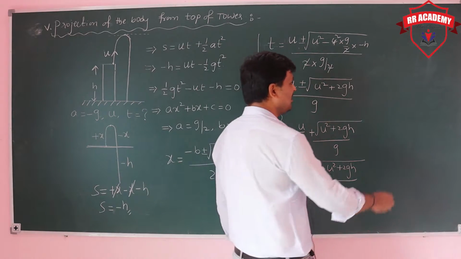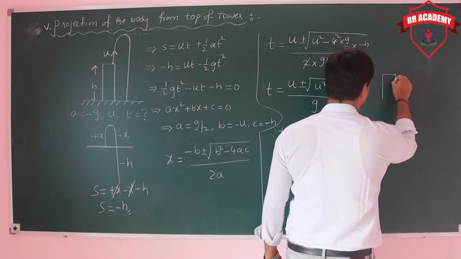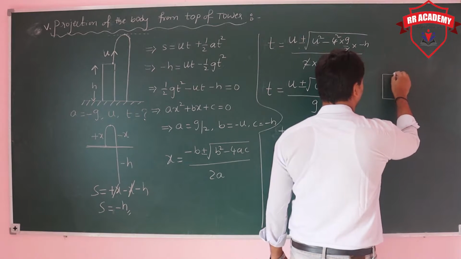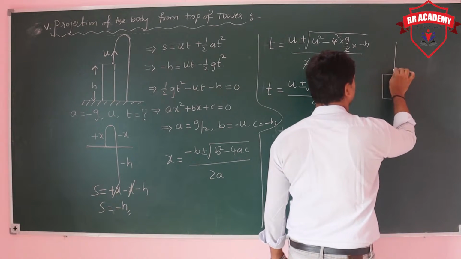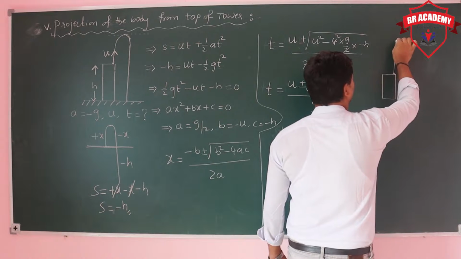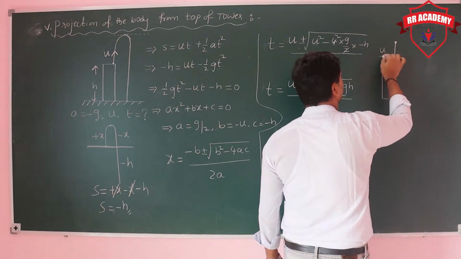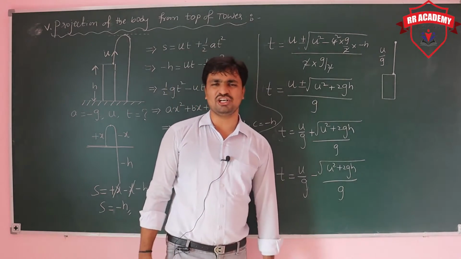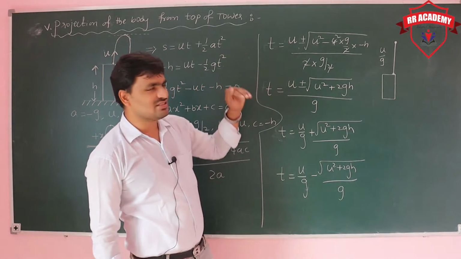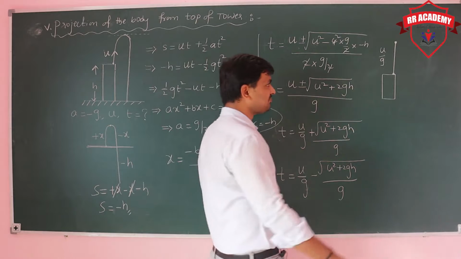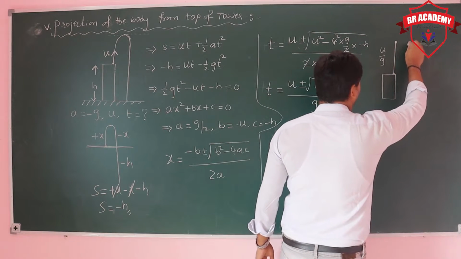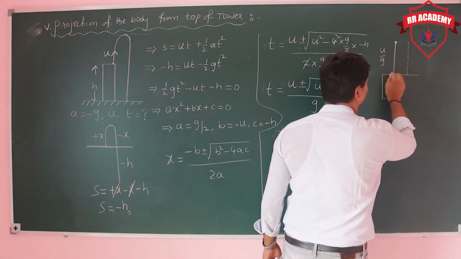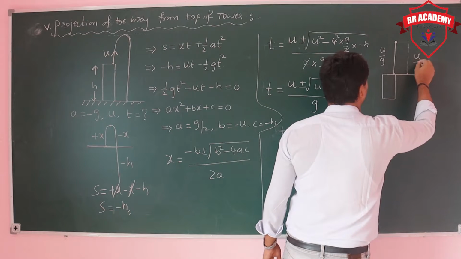See here, this is the top of the tower. From the top of the tower we are projecting vertically upwards, so the body reaches some maximum height. The time taken by the body to reach the maximum height is the time of ascent, which is u by g. From here, again the body comes back to the same level of projection, taking u by g.